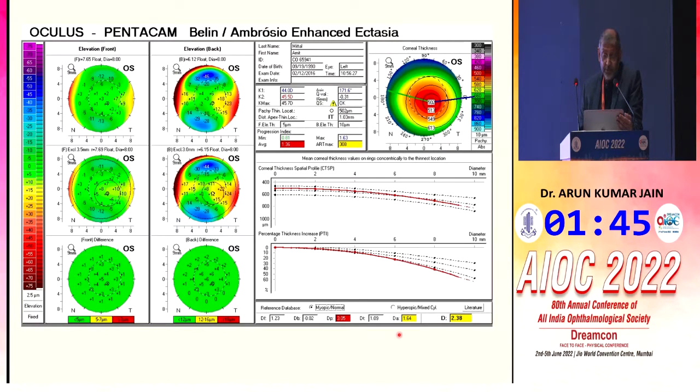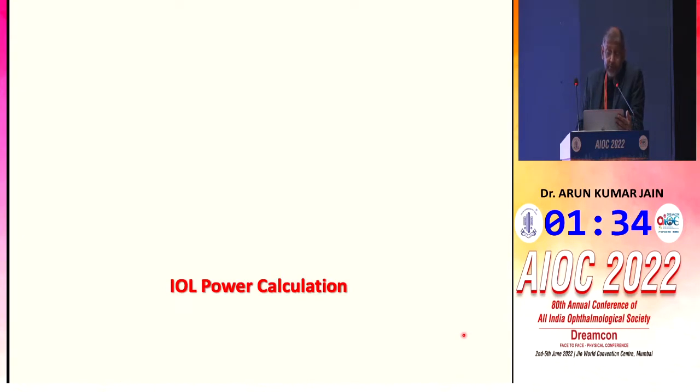This is the other eye of the same patient. Here you can see the pachymetric progression is in red, and the D value is 2.18. So you should avoid doing refractive surgery in these cases.